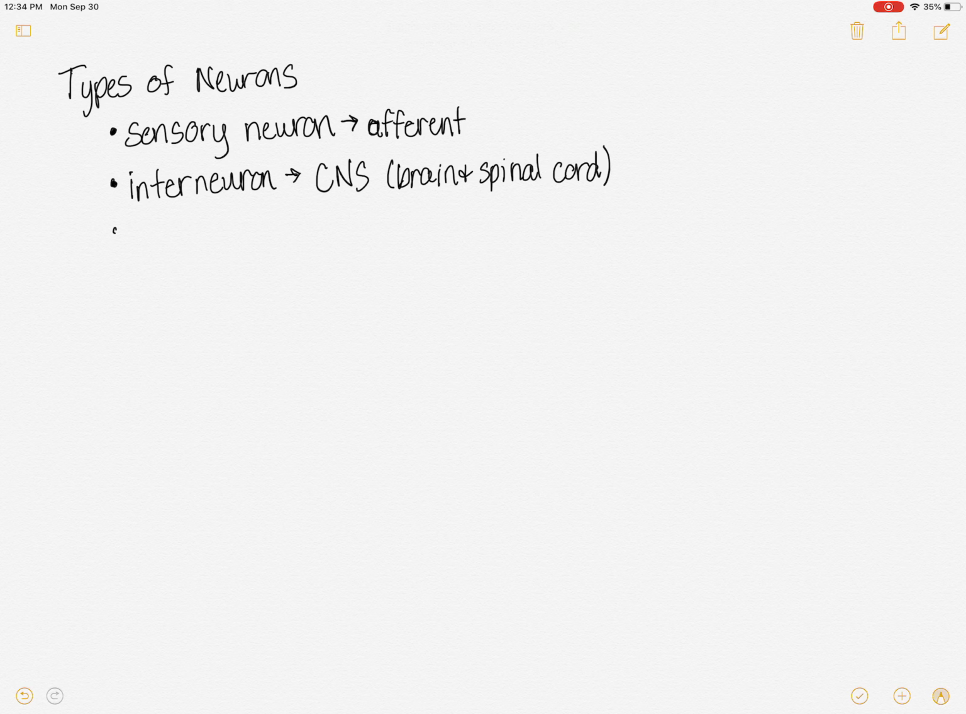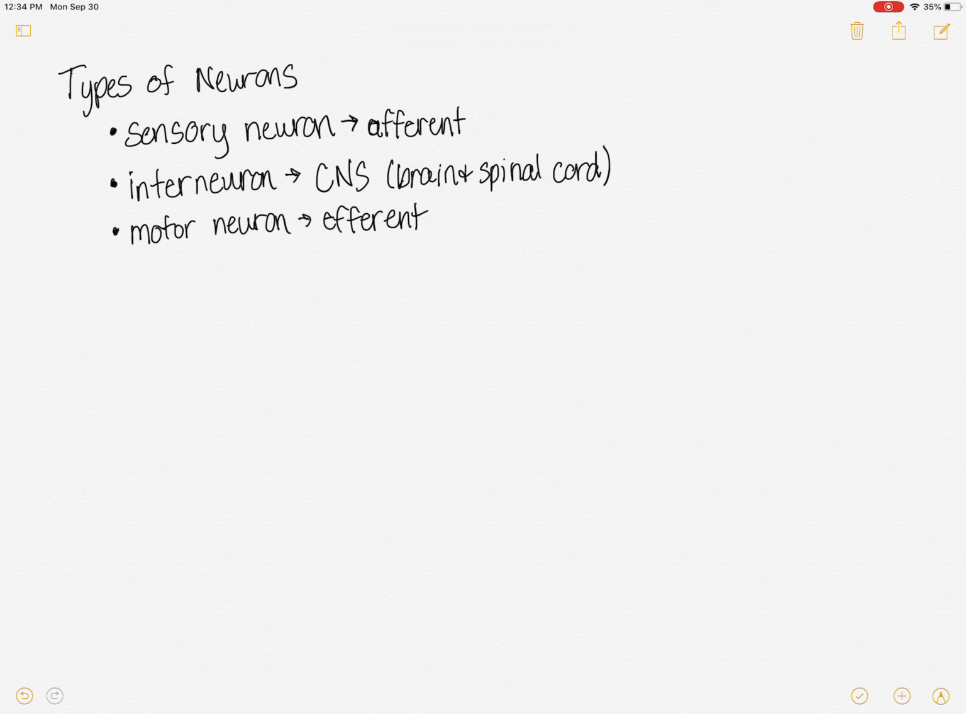The third type of neuron is the motor neuron, which is also called efferent. So motor neurons help with movement. Okay, so you're writing right now with your pencil or pen. That's your motor neurons doing that. All right, so I will usually say sensory and motor. However, you may see the afferent versus efferent.